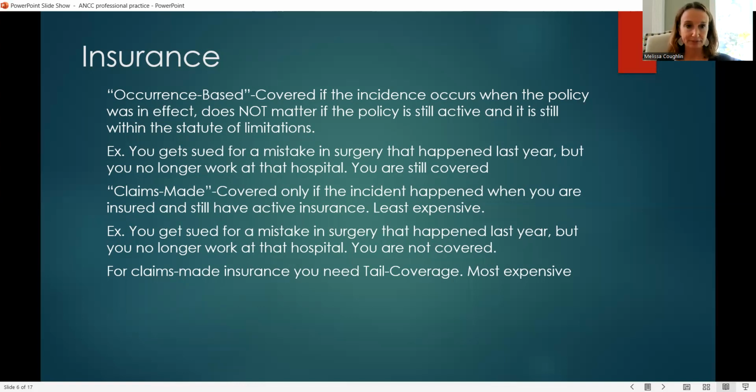the statute of limitations. Claims made, which is the least expensive, is covered only if the incident happens when you're insured and you still have the insurance. So if a year ago I was working at a hospital and an accident occurred and I got sued today, but I'm no longer working there, I would not be covered anymore. You can get a tail coverage if you're in a claims made insurance situation, and the tail coverage will cover you, but that is the most expensive.